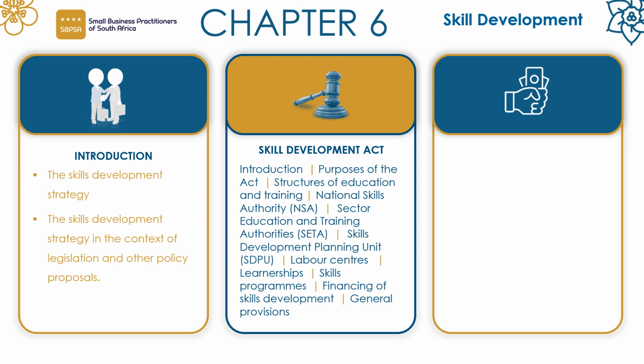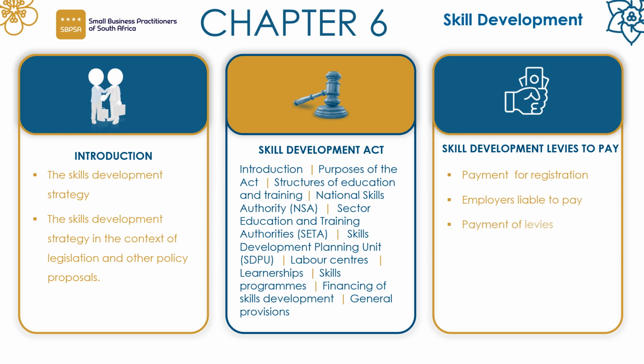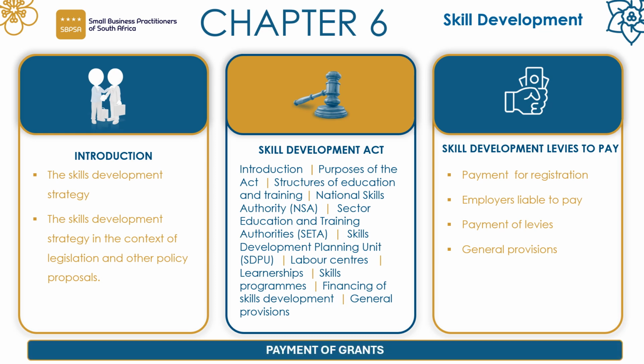This brings us to the third section, the skills development levies to pay, where we talk about things like payment for registration, employers liable to pay, payment of levies, general provisions. Then we close it all off with an exploration of the payment of grants.